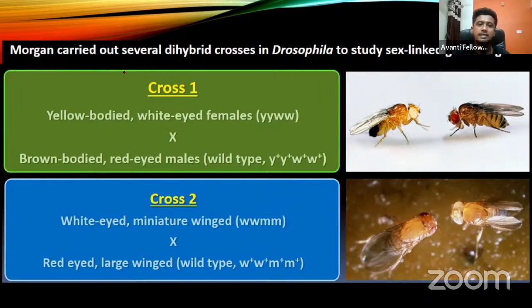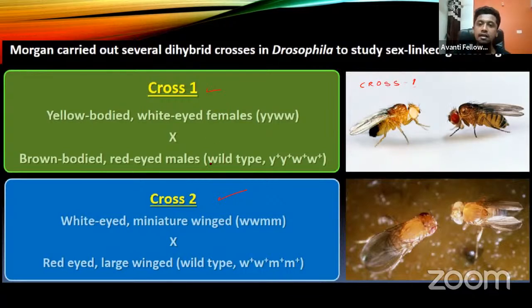Morgan selected Drosophila. When he selected Drosophila, he conducted two different crosses independently: cross 1 and cross 2. These are independent crosses, so they are not related to each other. In cross 1, he selects the following characteristics. What is he concerned about in cross 1?